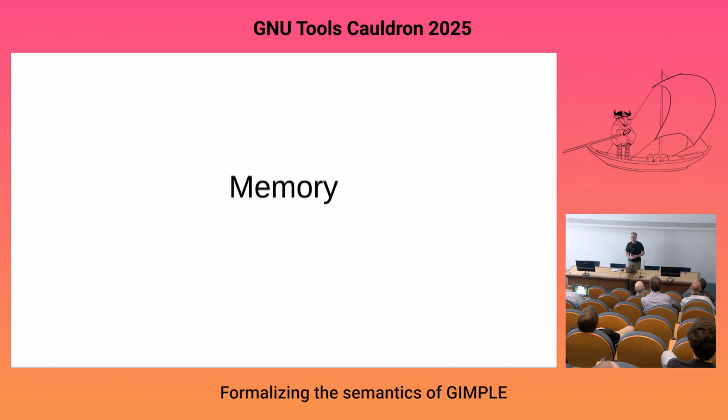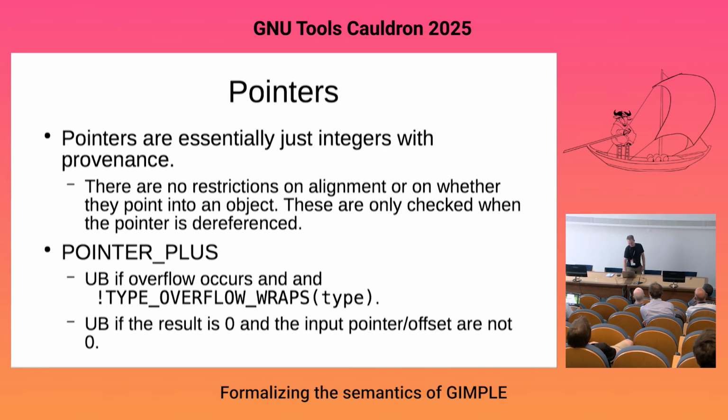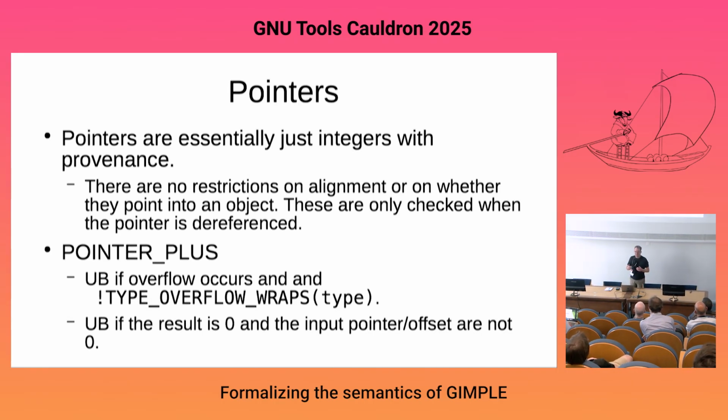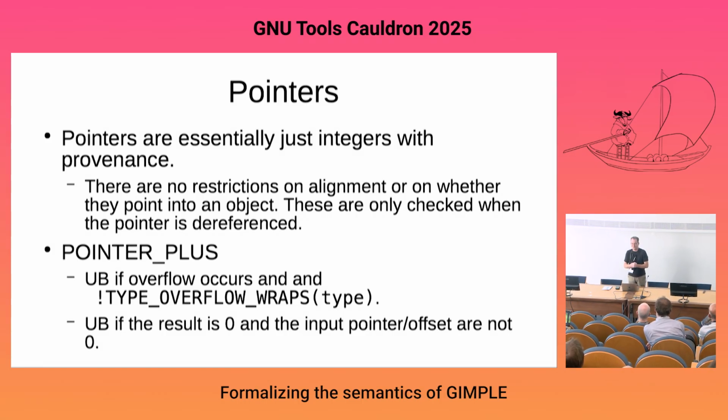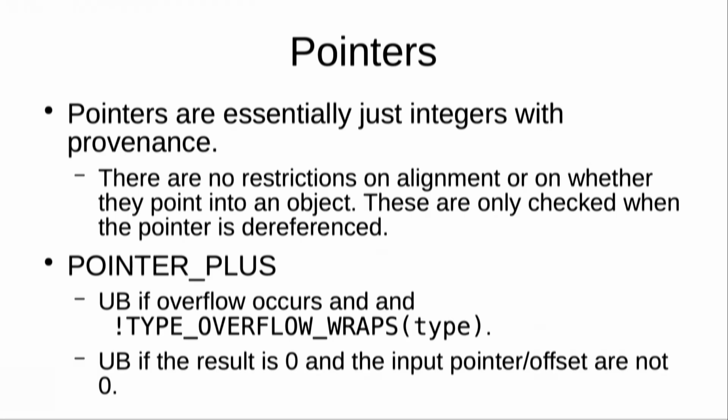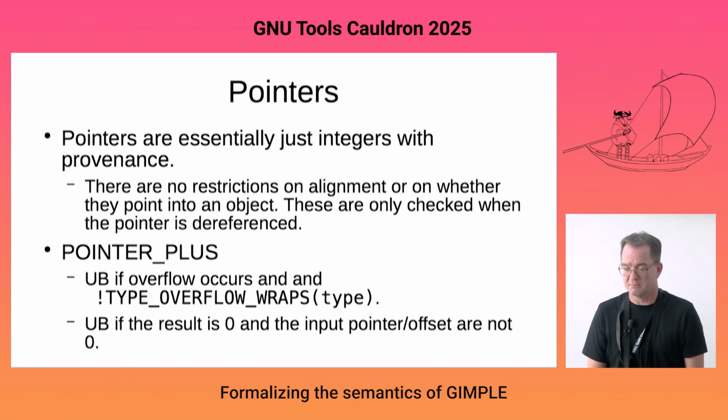So let's go to the less basic stuff: memory. We have discussed this a little bit on the mailing list. My interpretation of the discussion is that pointers are just integers, but with provenance. So there are no restrictions on alignment and whether they point into an object or whatever. That is different from C. Here we are permitted much more.